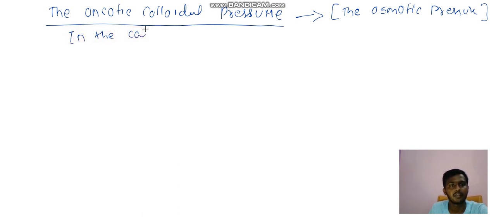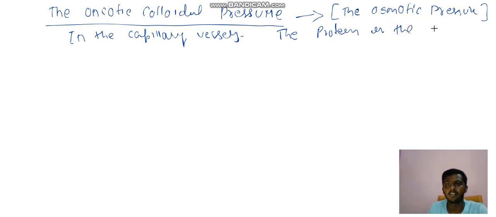In the capillaries, blood vessels. Okay, and what will cause it? Here also I told you protein, because we are seeing in Gibbs Donnan effect, basically the protein is the main thing. Okay, so the protein is the leader here, and you know what is a protein? That is albumin.